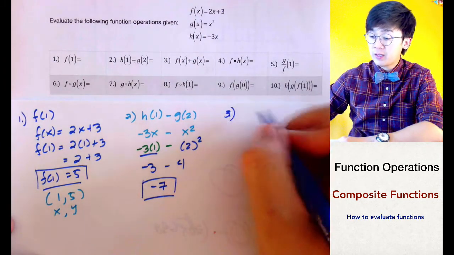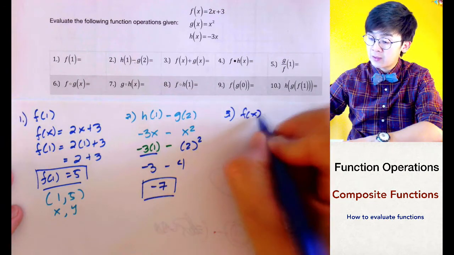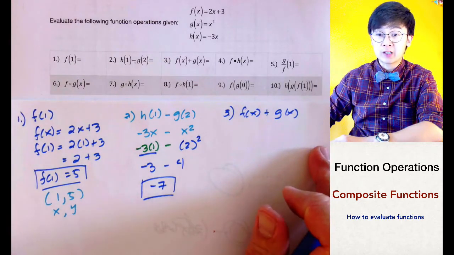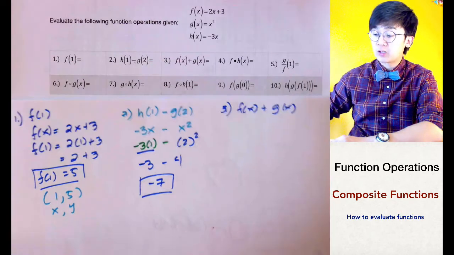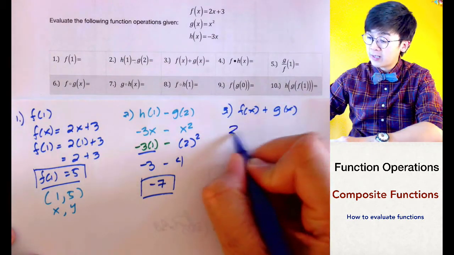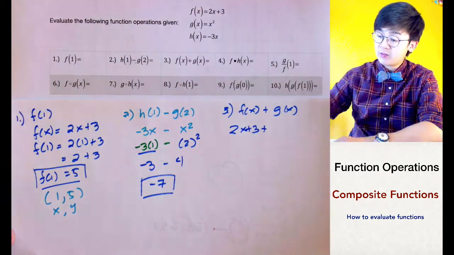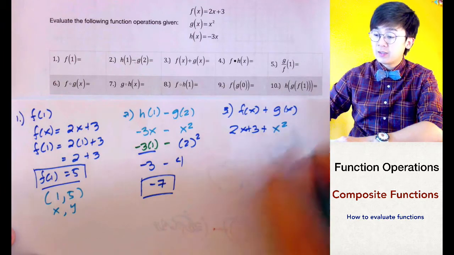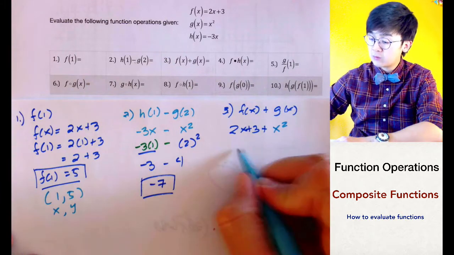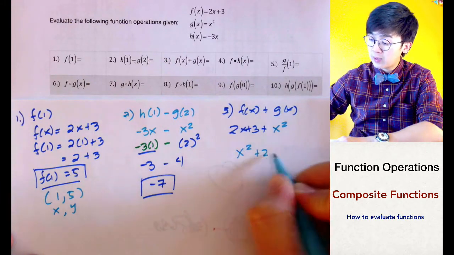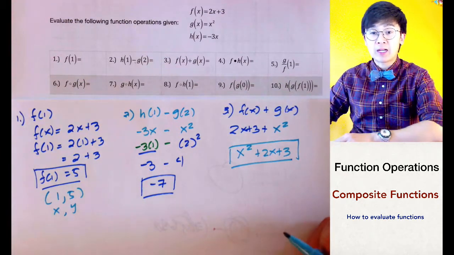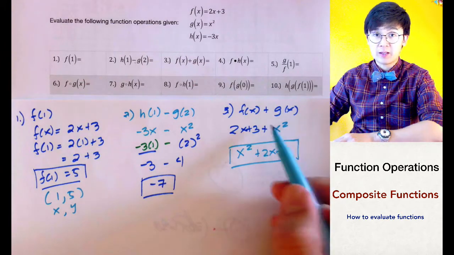Now for problem number 3, another operation would be f of x plus g of x. Notice that our parenthesis is no longer a real number but an x, so we're going to come out with an expression for this function. So f of x is equal to 2x plus 3 plus our g of x, which is x squared. Since there's nothing to combine, we can just rewrite it in standard form, giving us x squared plus 2x plus 3. So this is now our f of x plus g of x, and we cannot evaluate it further because we're just working with the variable x.